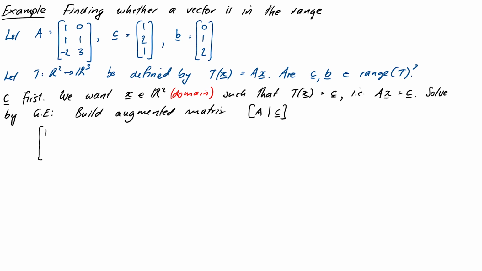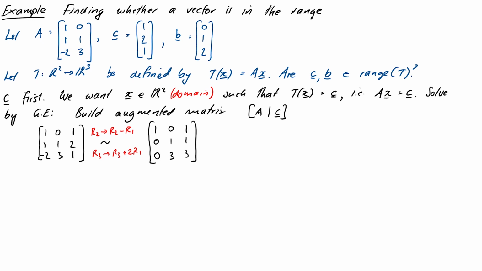What we get is that our augmented matrix will be [1, 0, 1; 1, 1, 2; -2, 3, 1]. Clearing out the first column will give us the matrix [1, 0, 1; 0, 1, 1; 0, 3, 3]. And then finally, we just take off 3 of row 2 from row 3, and that will give us the row echelon form [1, 0, 1; 0, 1, 1; 0, 0, 0]. Okay, we can stop at this point.